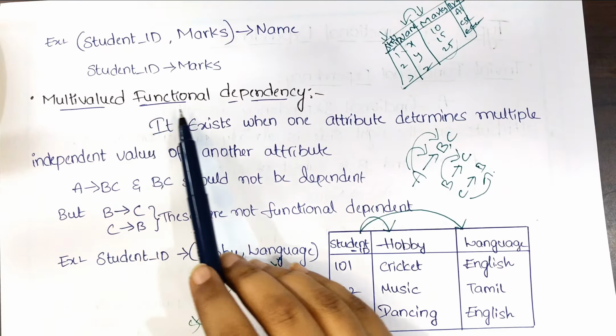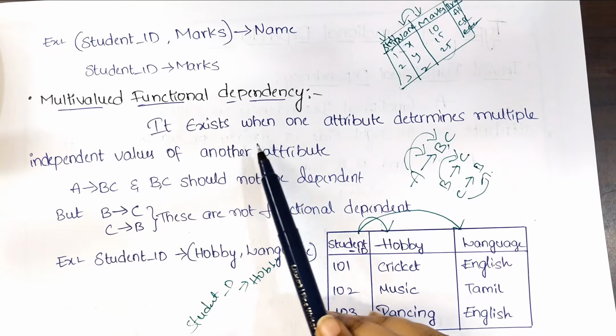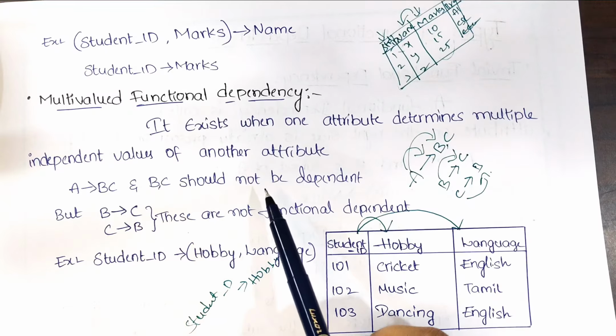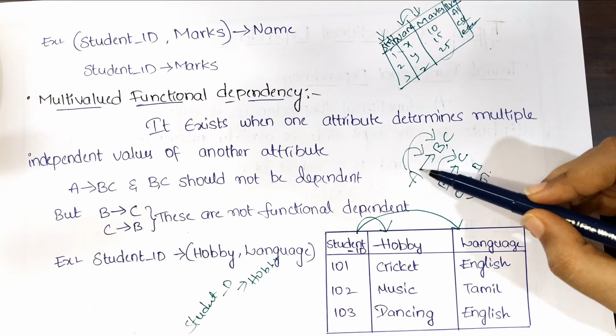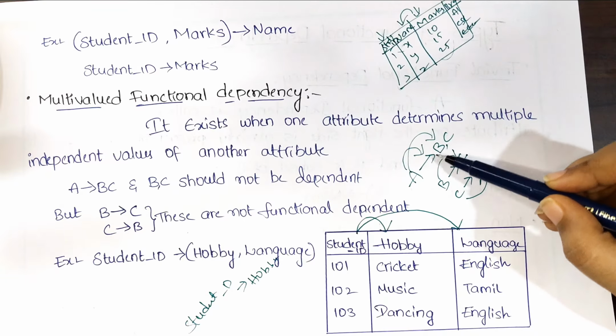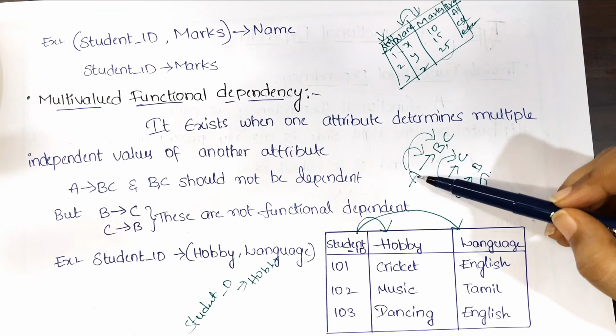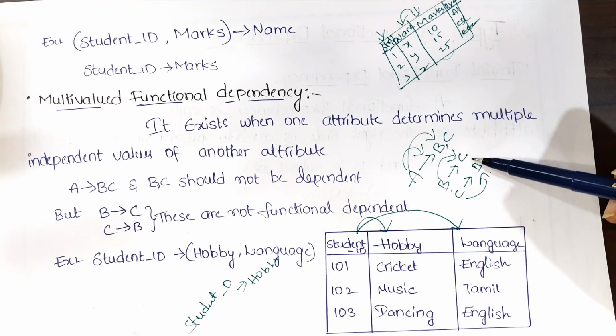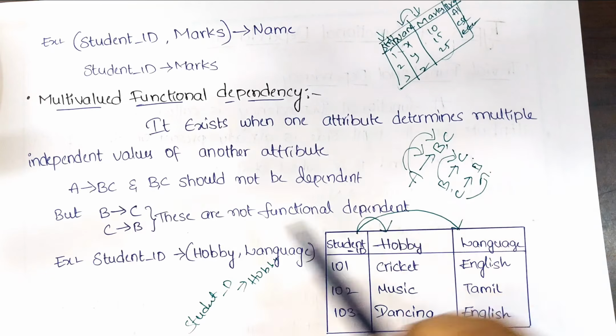Next comes multi-valued functional dependency. It exists when one attribute determines multiple independent values of another attribute. For example, let me consider A determines B comma C. Here A determines B and A also determines C, whereas B cannot determine C and C cannot determine B. This is what I have said.